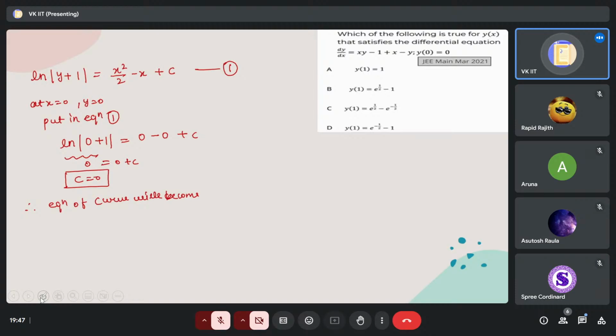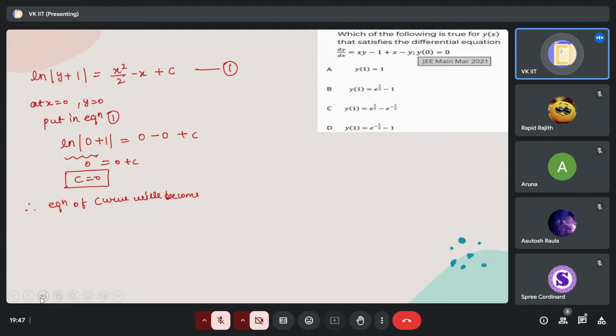Okay, so let's solve this further. From this mod, you can get the two values. So y plus 1 is equal to plus minus e to the power x square by 2 minus x. Or I can say y is equal to minus 1 plus minus e to the power x square by 2 minus x.